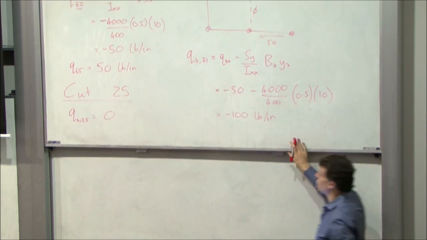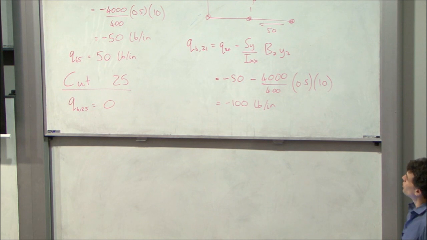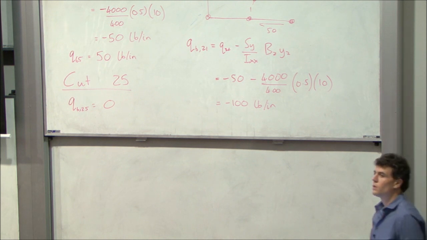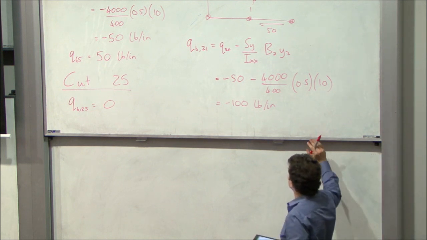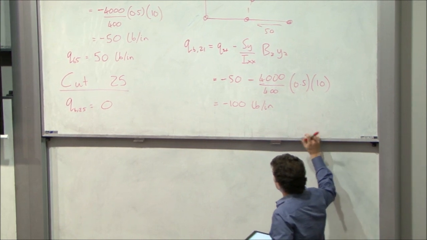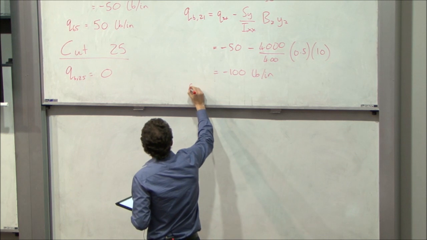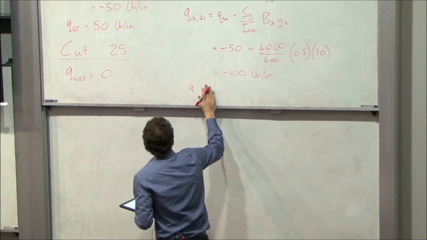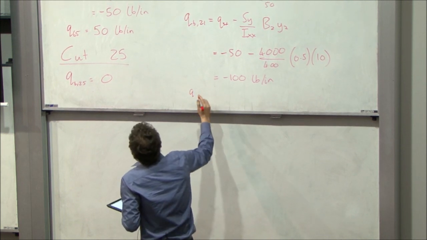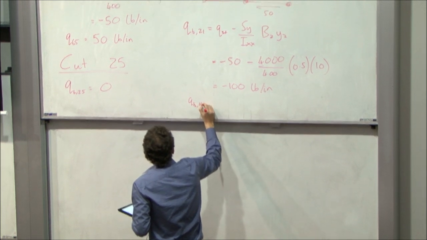So I've got minus 100 pounds per inch for QB21. Now I'll ask you guys to work out what the equation for the next one is. So the next one we've got to work out is QB14.